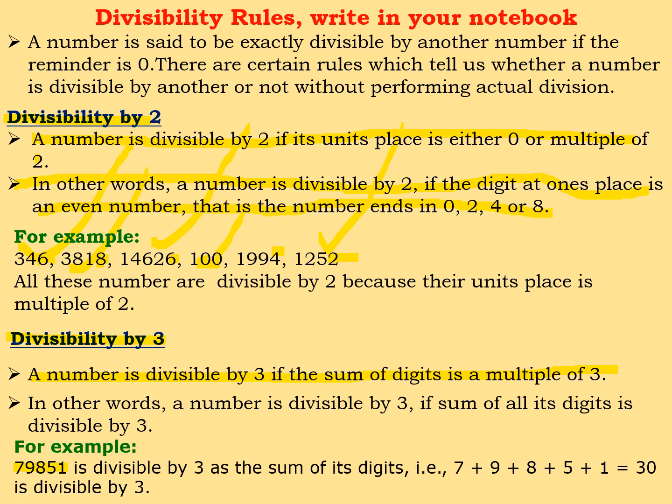What will you do? You will add all the digits, 7 plus 9 plus 8 plus 5 plus 1, and what are you getting? 30. So is 30 divisible by 3? Yes, 30 is divisible by 3 because 3 tens are 30. So the number 79851 is also divisible by 3.